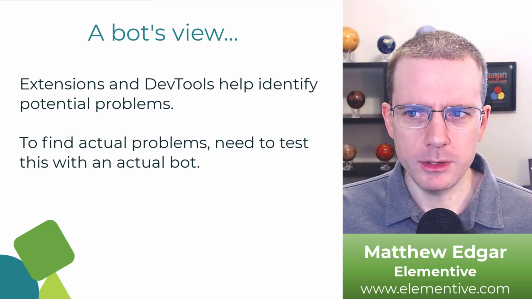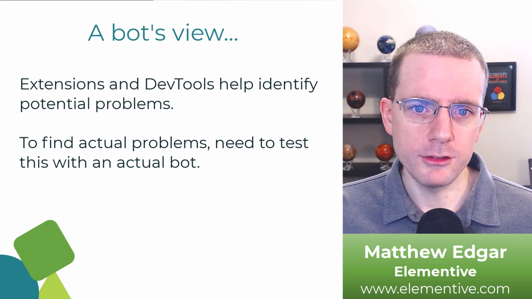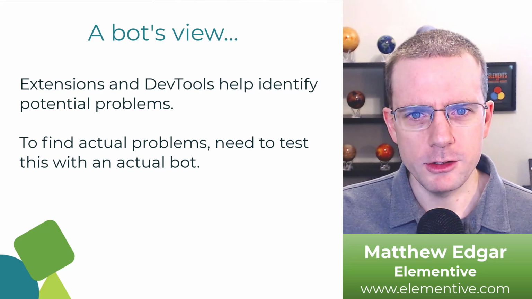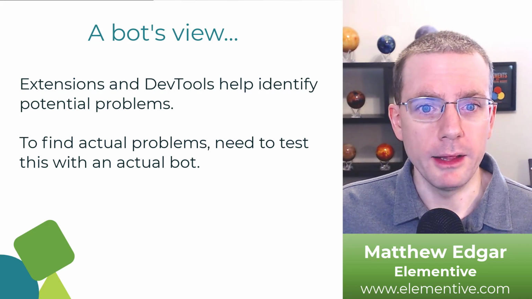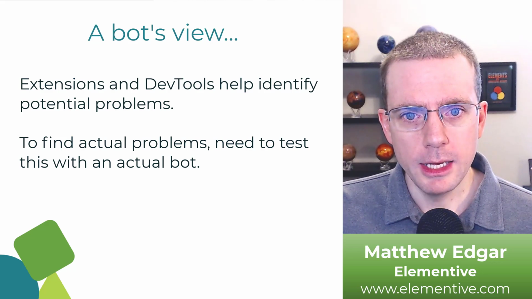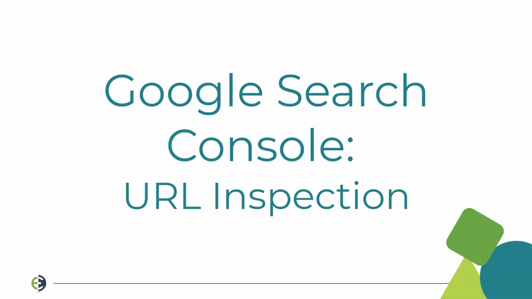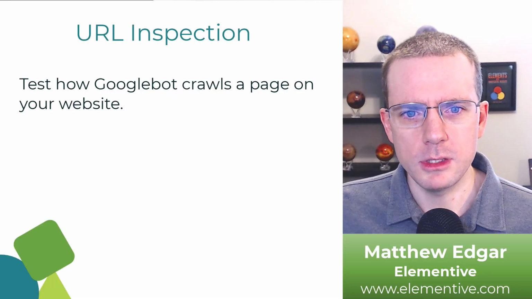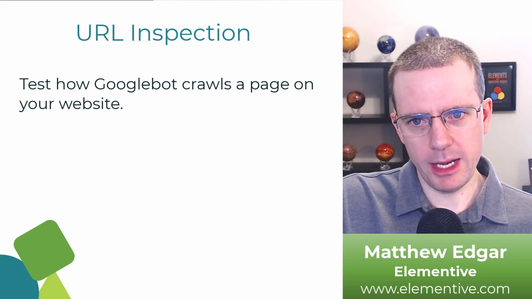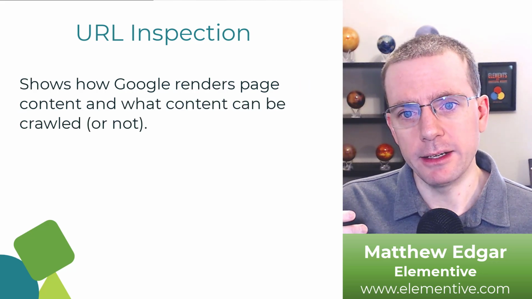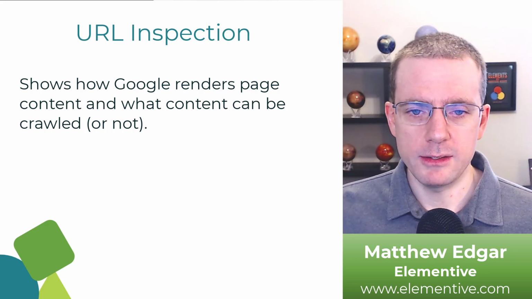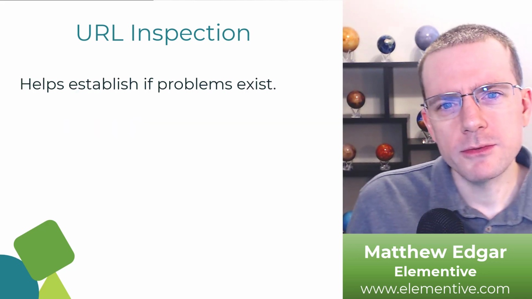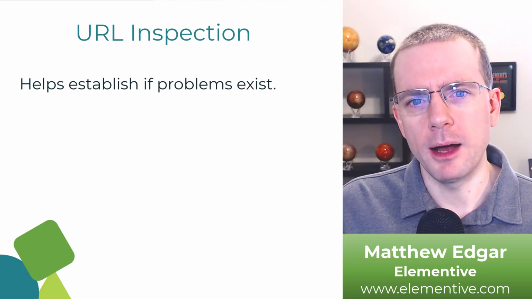All right, now that we've talked about how we can use extensions and DevTools to understand something about how the page is rendered, we want to actually try this out with a real bot and see what bots are able to do on the page. So one way we can do that is in Google Search Console using the URL inspection tool. URL inspection lets you see how Googlebot is crawling your page in real time. You can get an idea of what Google is able to render or not. You can get an idea of what content Google can see or not. So this can help you verify where you might actually have a problem or not.